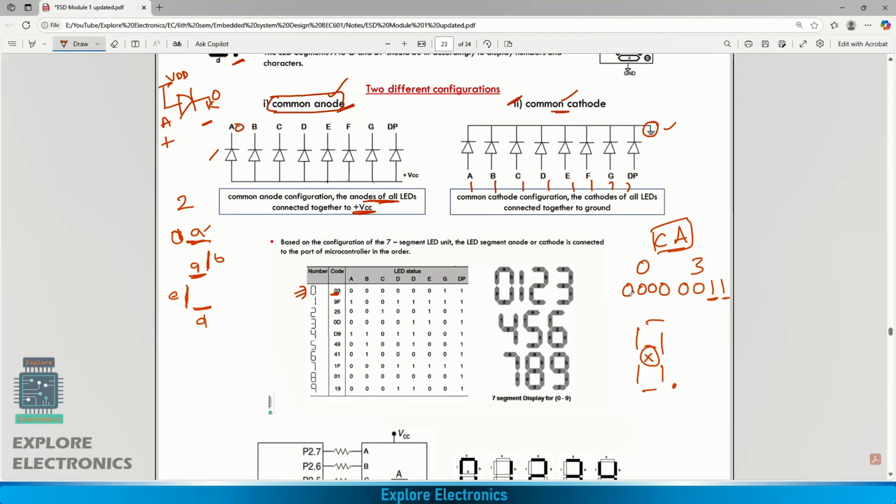Common anode in the sense, when we are providing 0, that particular LED turns on. This is A, this is B, C, D, E, F, G and the dot. We are not supposed to display the dot, and we are not supposed to display G. That's why these are provided with 1. All zeros will turn on these lights. This is the common anode mechanism. An LED display can be common anode or common cathode. Here we are showing the common anode method.